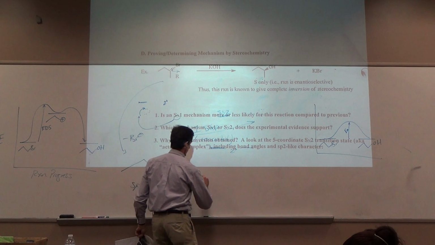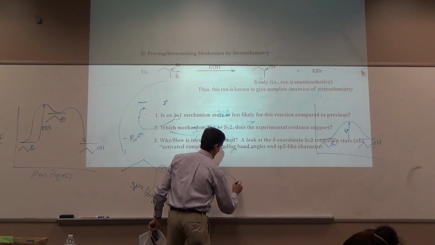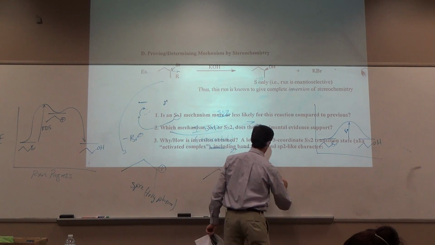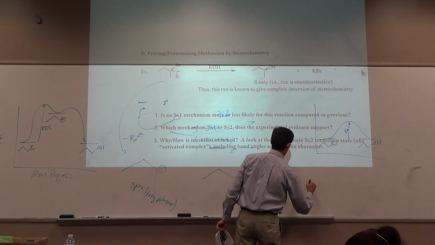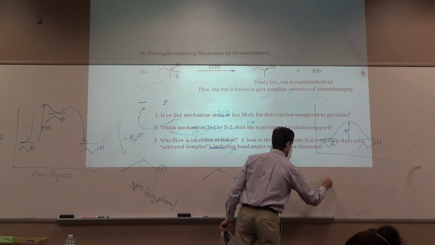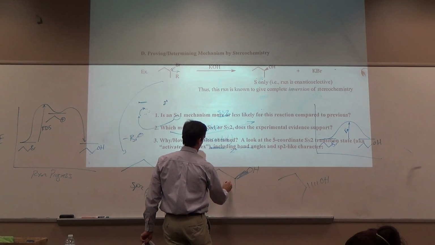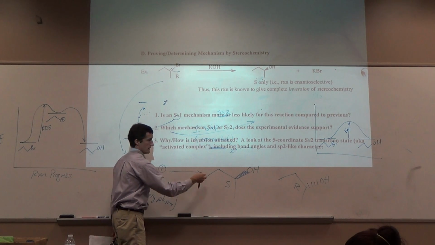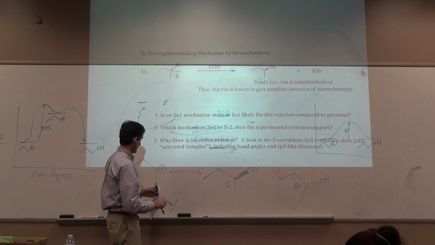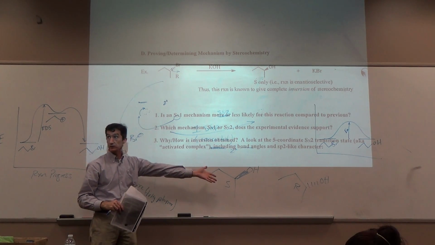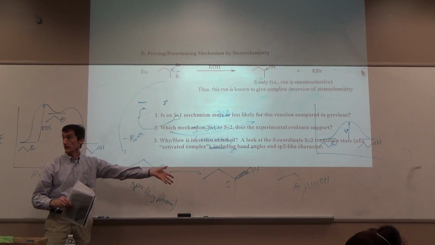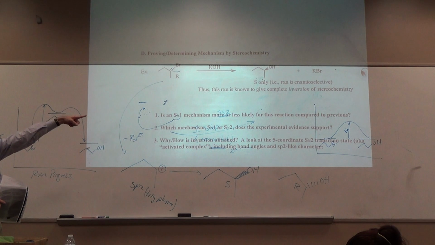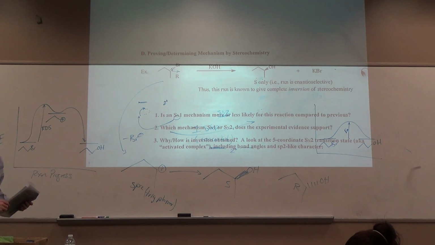Both. It would attack from the front and you would get that, and you would also get where it attacks from the back, and you would get that. This would be S, this would be R, and you would not expect only S, right? You would expect both S and R, front and back. But that up there says you get only S, so it can't be SN1.